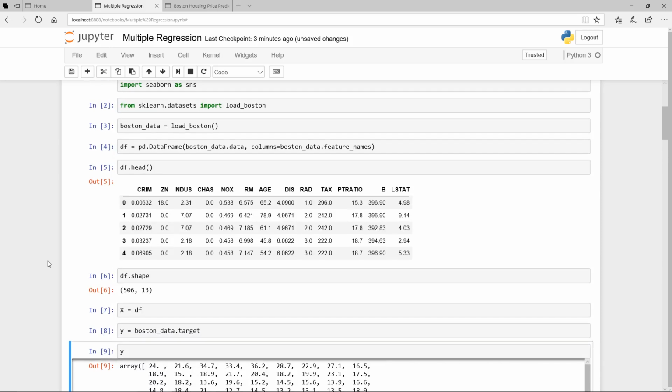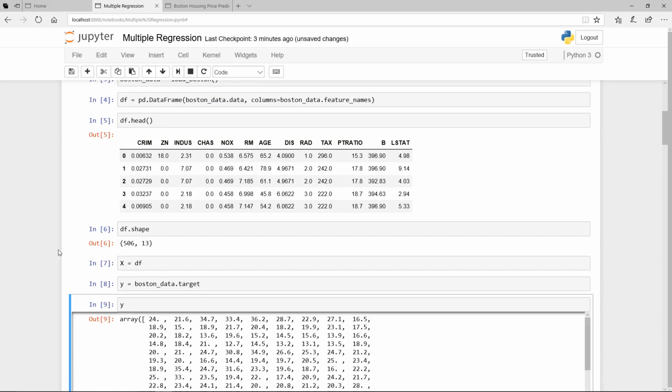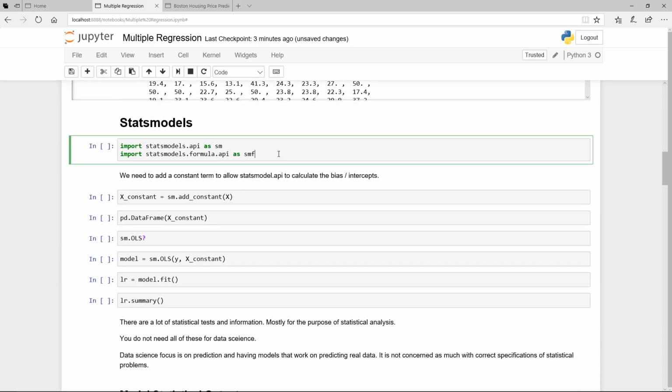Okay, so we've got the data loading and preparation ready to go. Now, rather than using scikit-learn in this lesson, I'm going to use statsmodels, which is provided in the Python library.